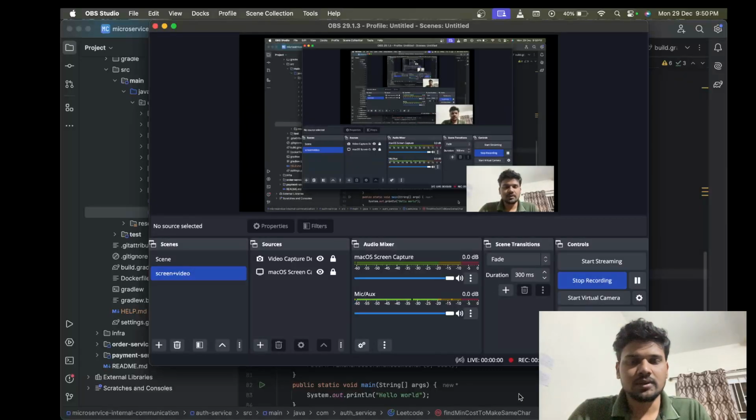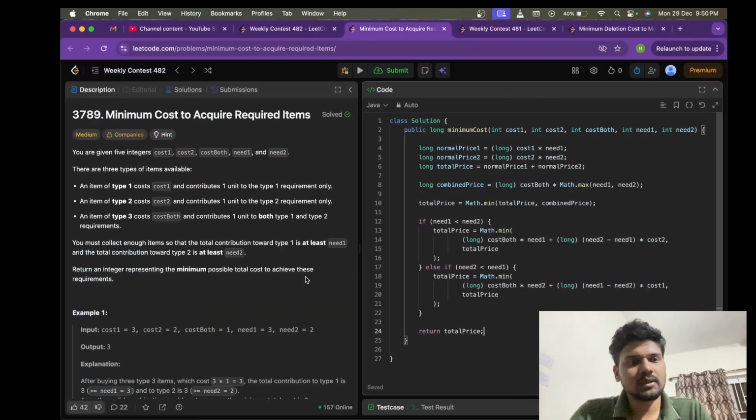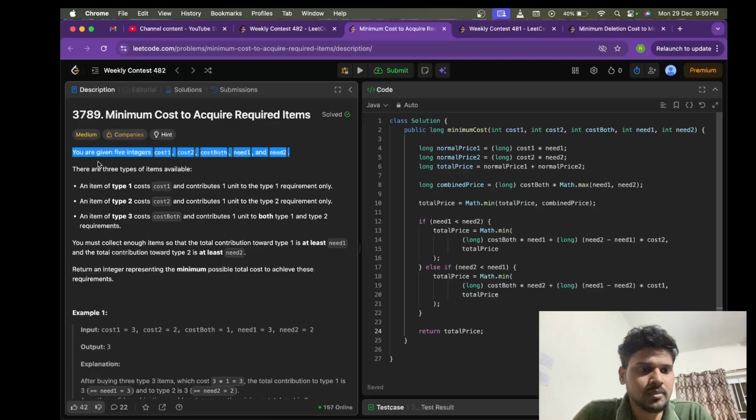Hello everyone. So today we are going to solve LeetCode Contest 482, and the problem that we are going to solve is Minimum Cost to Acquire Required Items. So let us go through the problem statement.